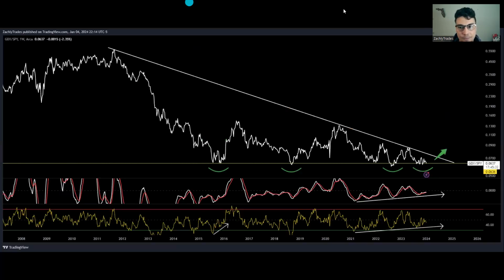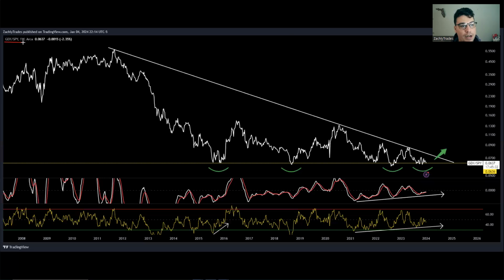Now let's get into it. What we're looking at here is going to be a ratio chart. This is GDX divided by SPY, so this is essentially comparing the price of the gold miners to the overall stock market.